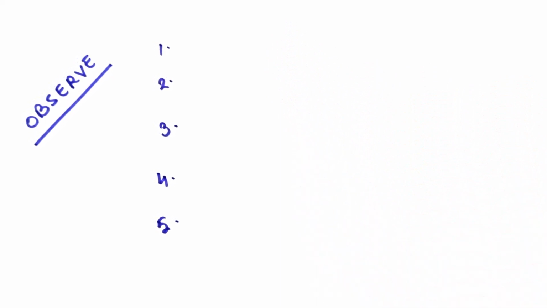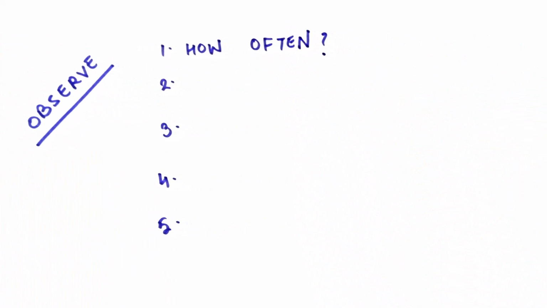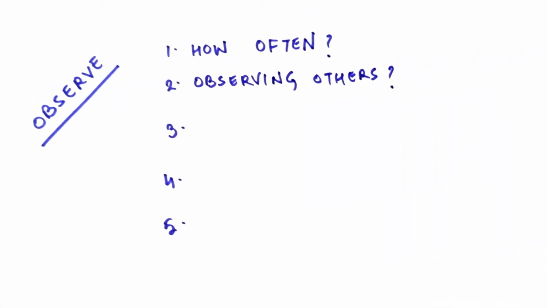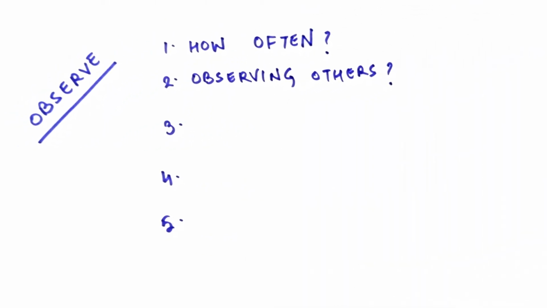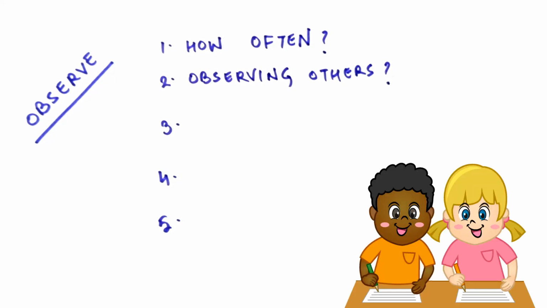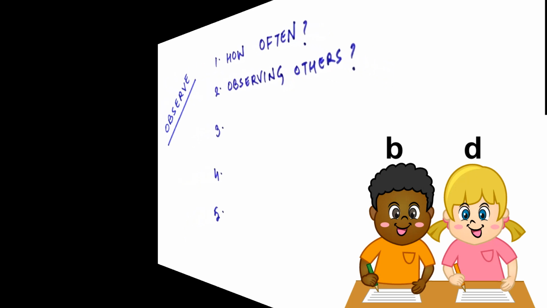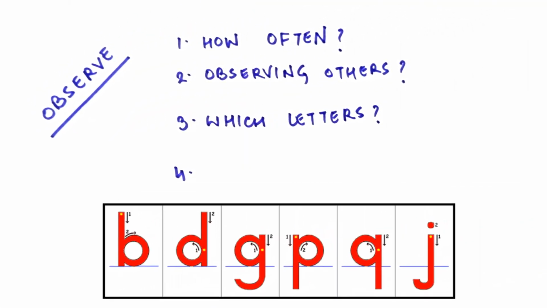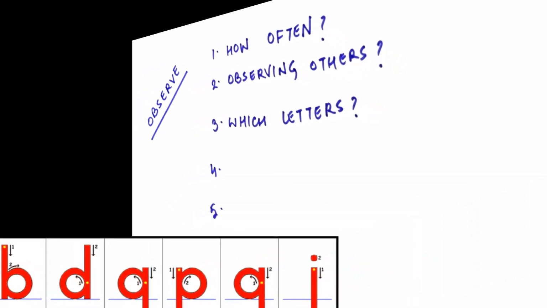Before we discuss the activities to improve letter reversals in children, we need to observe 5 important aspects of their writing. First, how often the reversals are happening. If they are infrequent, they are likely to improve on their own. Second, was the child writing okay earlier, but by observing others they have started to reverse letters? In that case, it is better to inform the teacher. Third, which letters the child is more likely to reverse? In that case, practice them more.